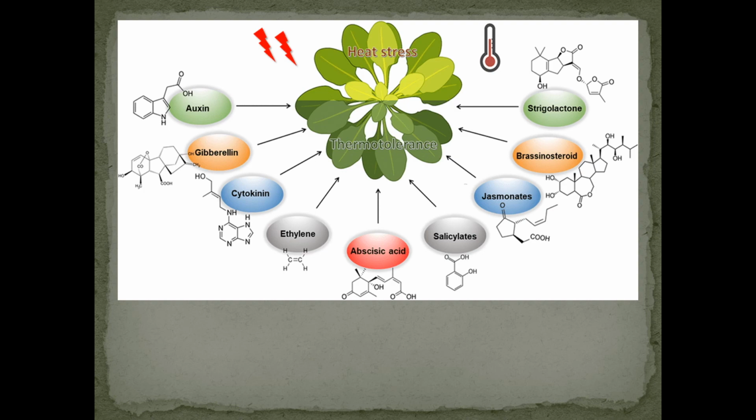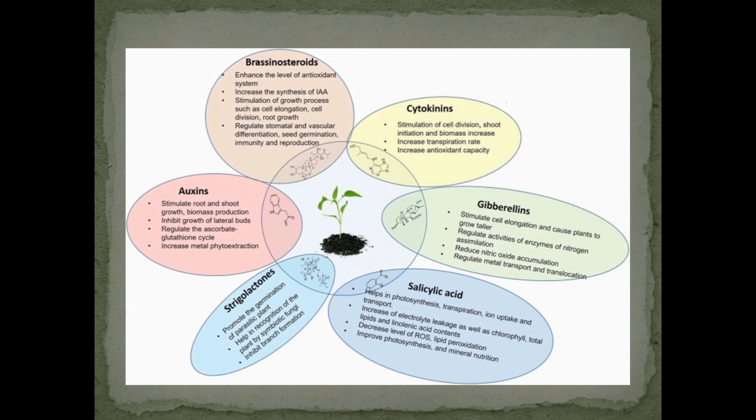These can easily penetrate the cells and have some important characteristics. One of the major ones, cytokinin, is a stimulant of cell division, shoot initiation and biomass increase, increasing transpiration rate and increasing antioxidant capacity. Cytokinin is a major product. Cytokinesis is the division of the cytoplasm. Kinetin was discovered as a modified form of adenine, a purine.